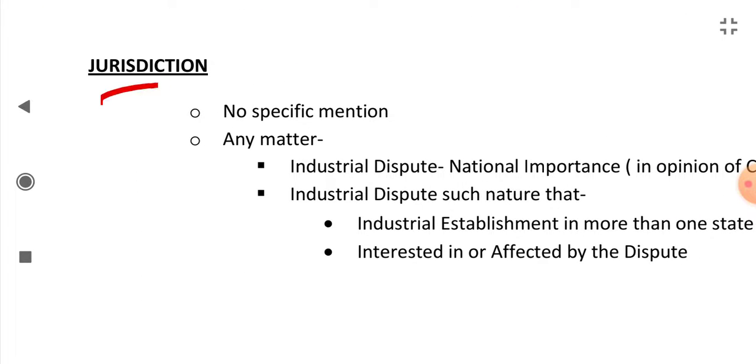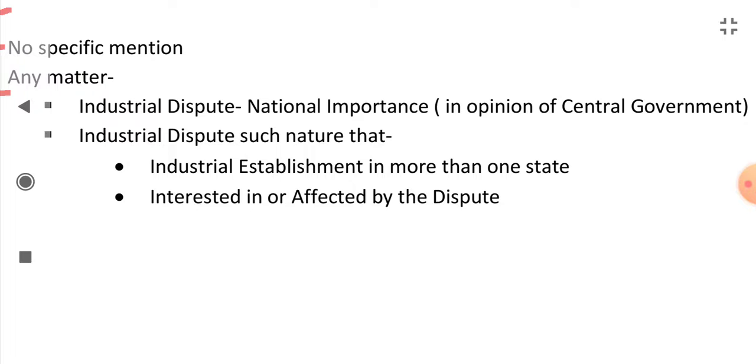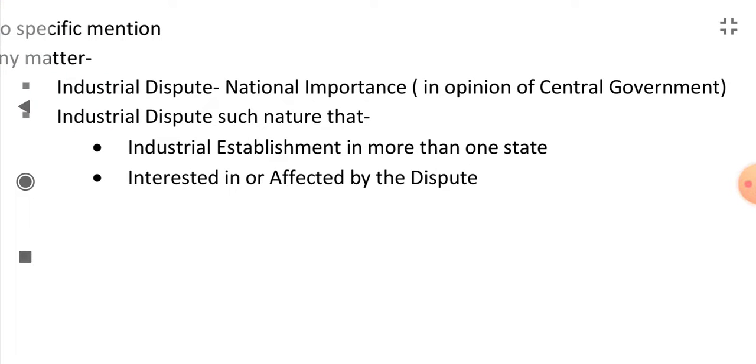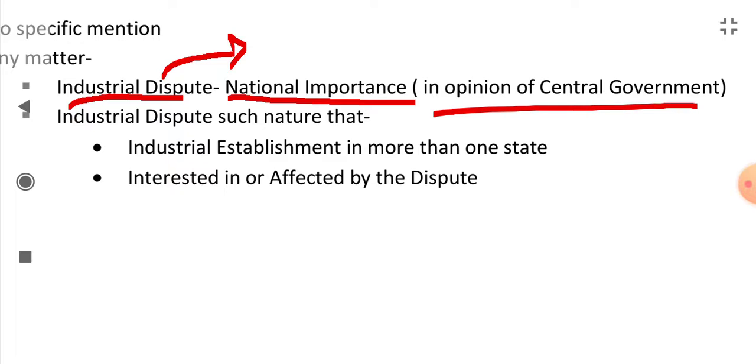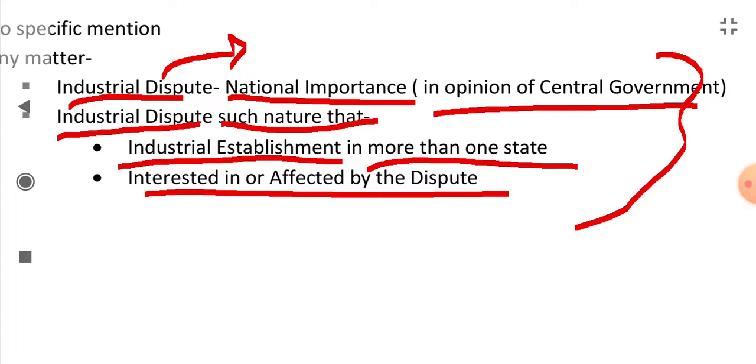Now see the jurisdiction, or authority to decide, of the National Tribunal. This jurisdiction has no specific mention. So what is the jurisdiction? Any matter in which the industrial dispute has national importance. If an industrial dispute involves any question of national importance in the opinion of the central government, or the industrial dispute is of such nature that industrial establishments in more than one state are interested in or affected by such a dispute, then that matter comes under the jurisdiction of the National Tribunal. These conditions were given in the definition also.